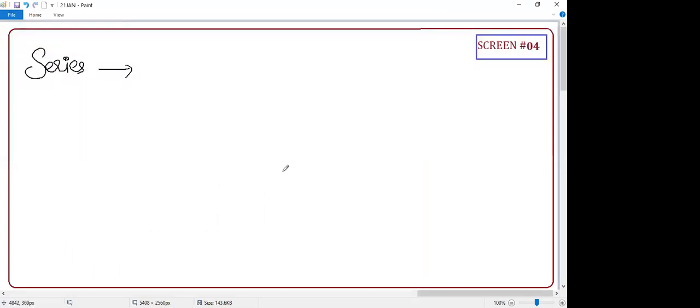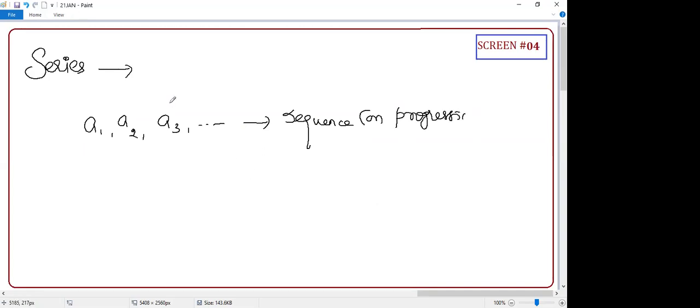Okay. What is series? Guys, if I say A1, A2, A3, it's going like this. This group is called a progression. I'm not getting a proper definition, but it's okay. A1, A2, A3 are called as what? Sequence, or other name is what? Progression. No doubt on this.